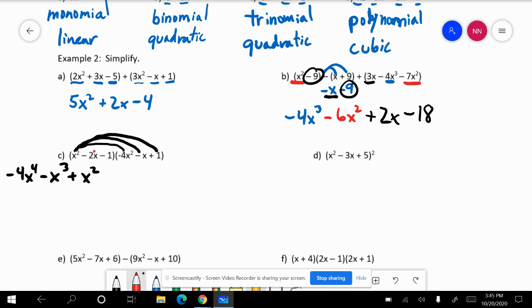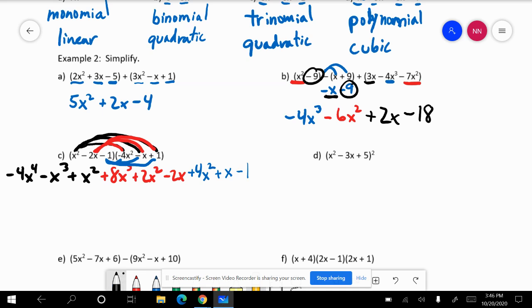Then I'm going to multiply my negative 2x by each of the terms. So I get positive 8x cubed, positive 2x squared, and minus 2x. And then for my third one, negative 1 gives me 4x squared. That gives me x, and this gives me minus 1.